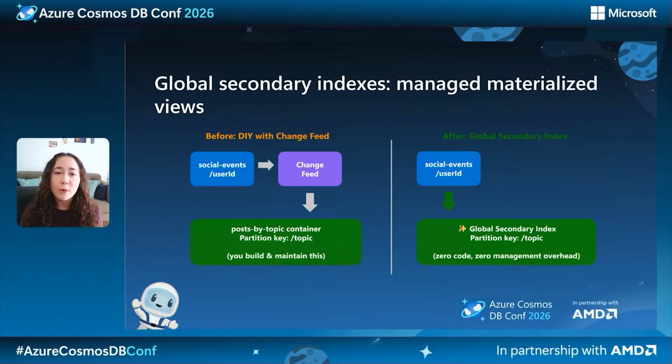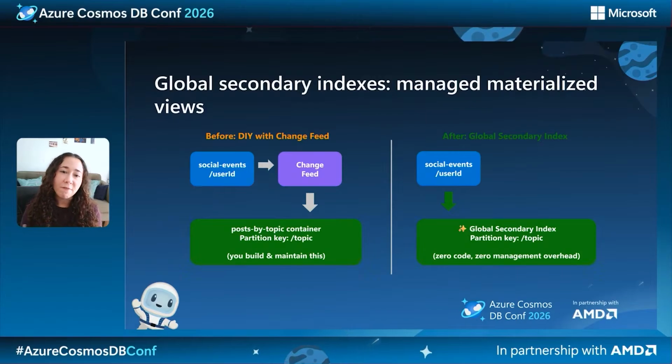We have a feature called global secondary indexes, which are effectively managed materialized views directly in Cosmos DB. So while I just showed you how you can build this yourself with the change feed, reading the change feed of social events, populating a new container with a new partition key, you can add a global secondary index. This will do the exact same thing for you, but it will automatically maintain the secondary container without you having to write the code to build and manage change feed yourself. This is a really powerful feature that allows you to build containers specialized to the read patterns that you have.